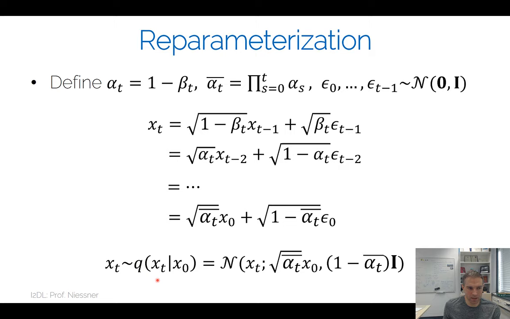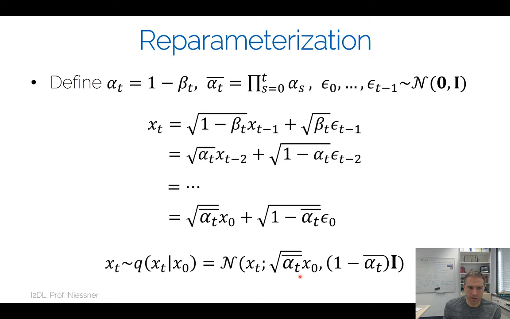And now xt only depends on x0, and it has xt as an output afterwards, right? So this is your condition. And the point is that you can rewrite this such that this is a one-shot step. This is the efficiency thing I mentioned. And the point is that these alphas can actually be pre-computed.